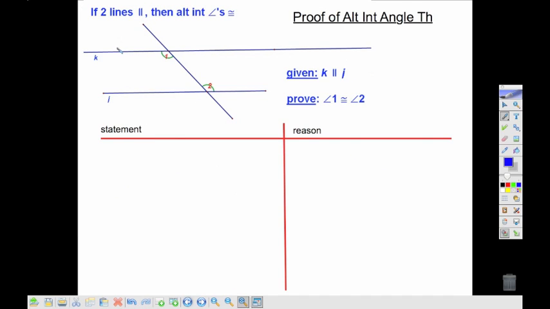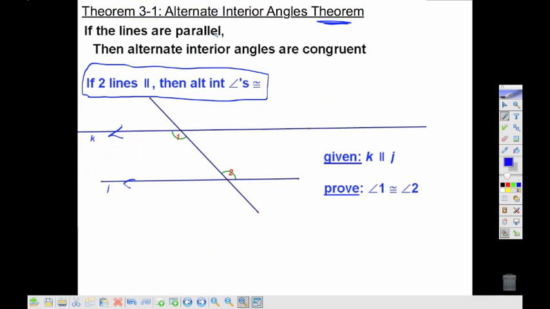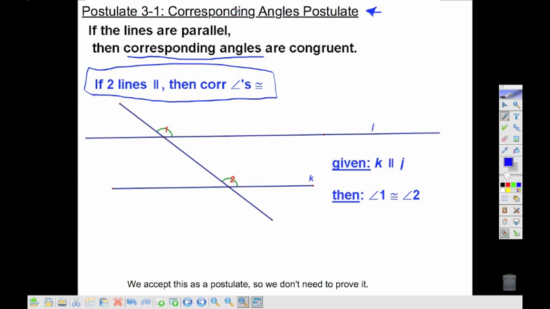We're given only that the lines are parallel, so we can mark that on the drawing. We have parallel lines. We want to prove that angles 1 and 2 are congruent, so we don't know yet that they are. So we're going to start with our given information, which was line K parallel to line J. Now, to proceed from here, we're going to use what we know about parallel lines. Now, this is something we haven't proven yet, so we're going to go back to this one, the postulate. We are allowed to assume this.